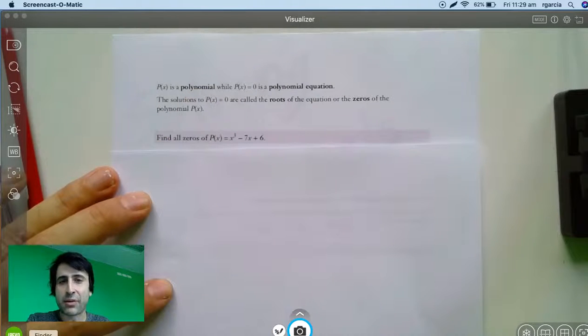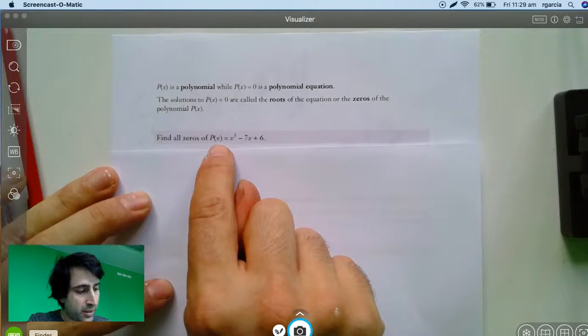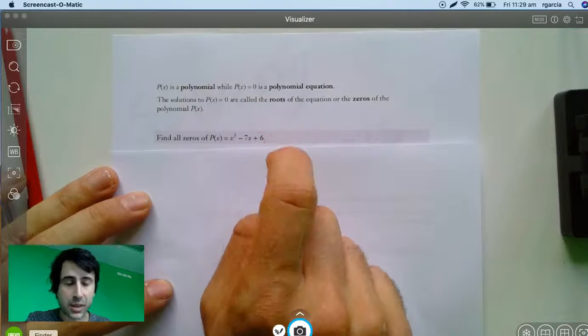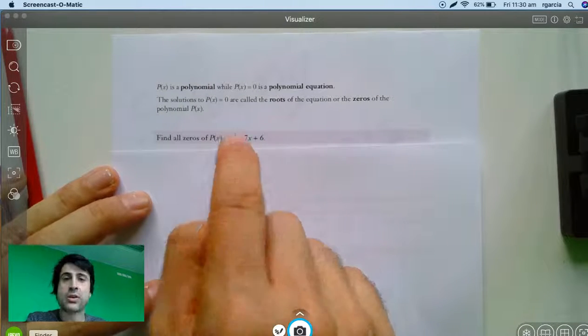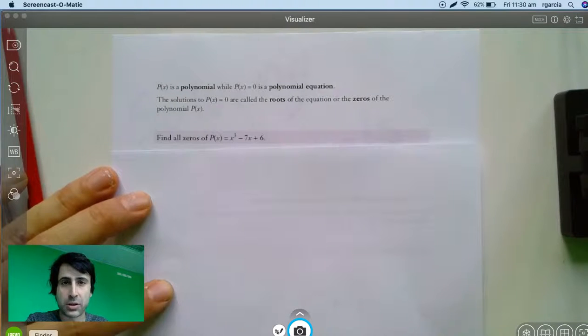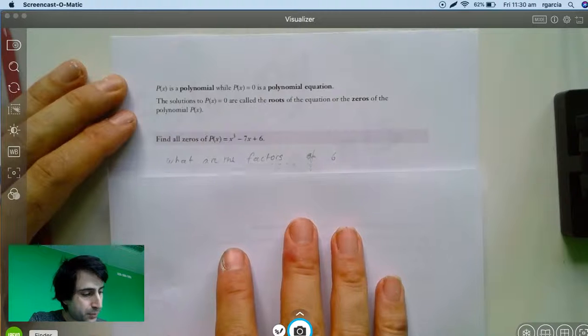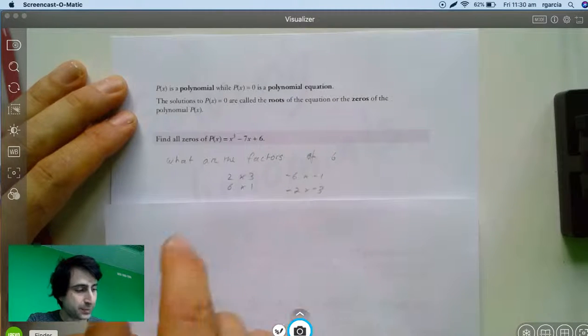Now this is putting together everything we've done so far. Find all zeros of p(x) = x³ - 7x + 6. In other words, let's factorize this so that we can then find the solutions to it. But before we can factorize it, we need to figure out what k is. So what are all the factors of 6?